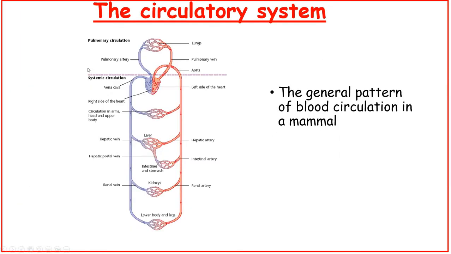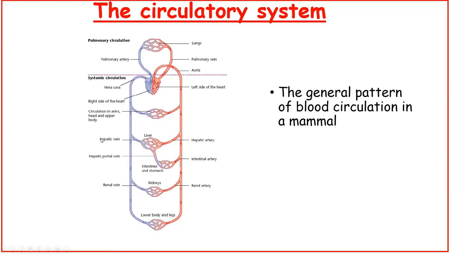So here is the general pattern of blood circulation in a mammal. So you can see it's got a double circulatory system. All of the parts shown in red are oxygenated. All the parts shown in blue are deoxygenated. So it's got a double circulatory system because it goes to the lungs, which is called the pulmonary circulation, goes to the lungs to pick up oxygen and then back to the heart. And then it gets repumped to send the oxygenated blood around the body and back to the heart.